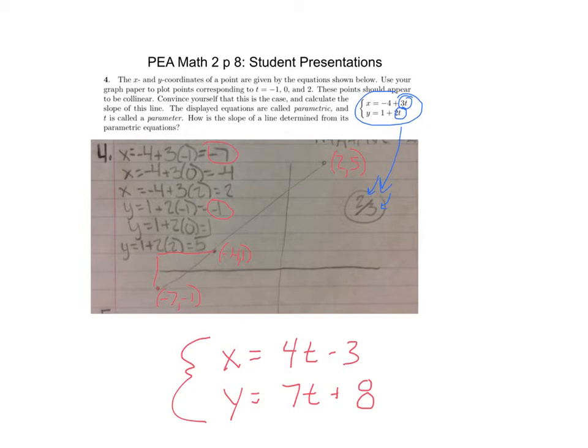7 over 4. It's the t-values. I tricked you. I put the t-values first. Okay, good. Yes, Levi. Did you get the answers for the quiz?